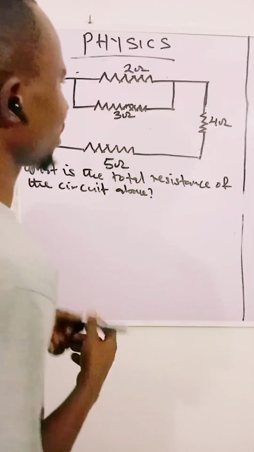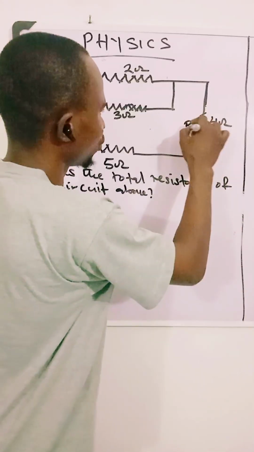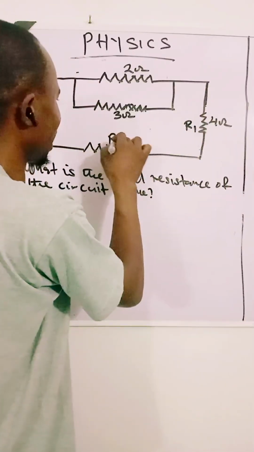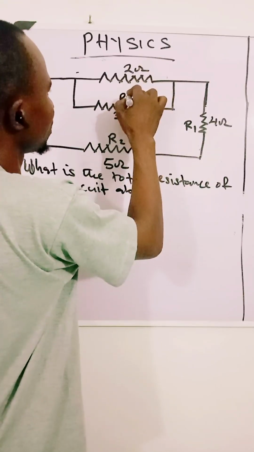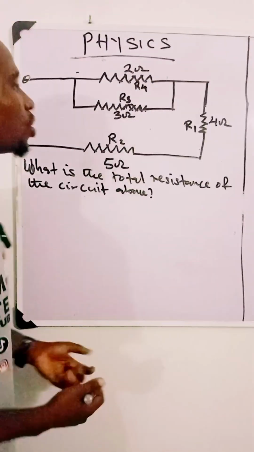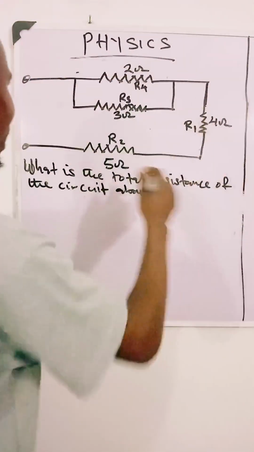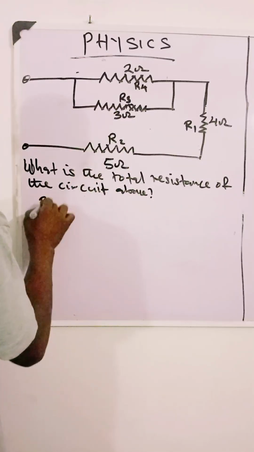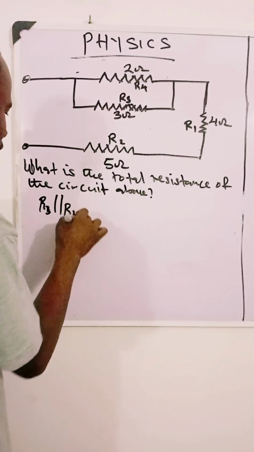So let me label the resistors that I have in the circuit. I can put this as R1. This is my R2. This is my R3, and let me call this R4. Okay, so let me start with the parallel circuit. So what I have here is my R3, which is parallel to R4.